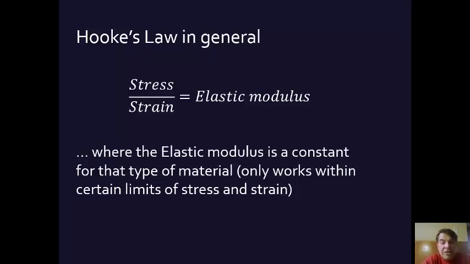And the elastic modulus here is going to be constant for a particular type of material within certain limits. So aluminum has a certain elastic modulus and so forth. So within certain limits, stress and strain are proportional, and the stress divided by the strain equals a certain constant for that type of material.